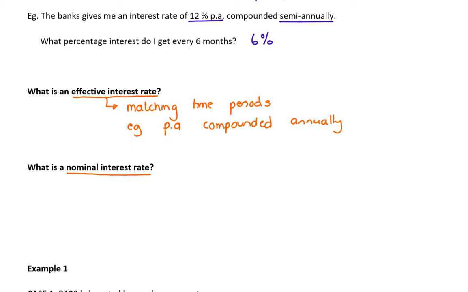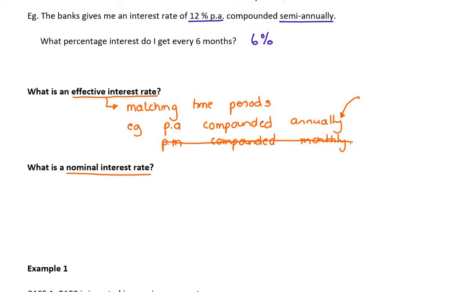But it doesn't have to be per annum. You could say per month, compounded monthly. Technically that's also an effective interest rate, because your compounding period, as in your monthly compounding, matches your quoted rate per month, compounded monthly. So there's no problem. Generally, you probably will never see that, and we will always talk about per annum compounded annually as your effective interest rate. So it just means your time periods match.